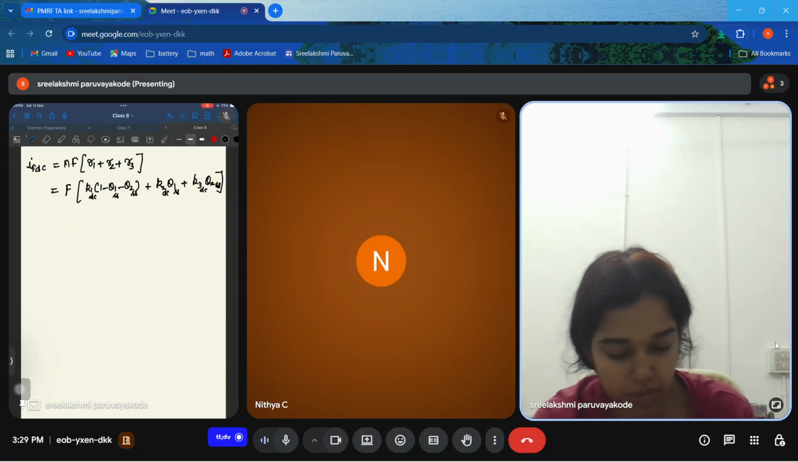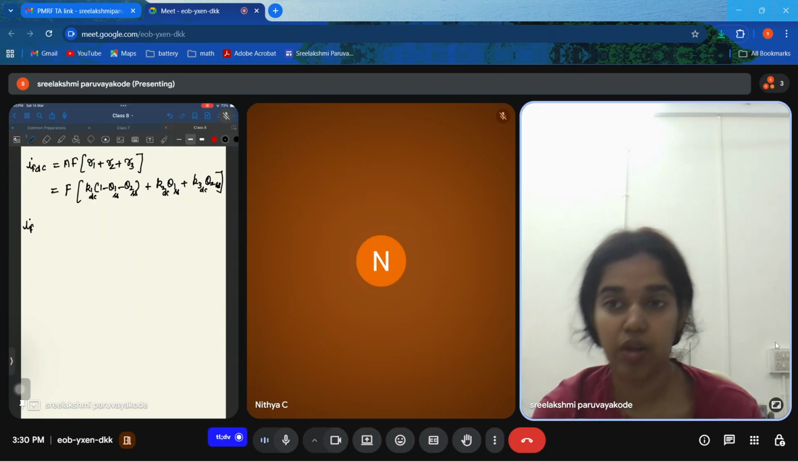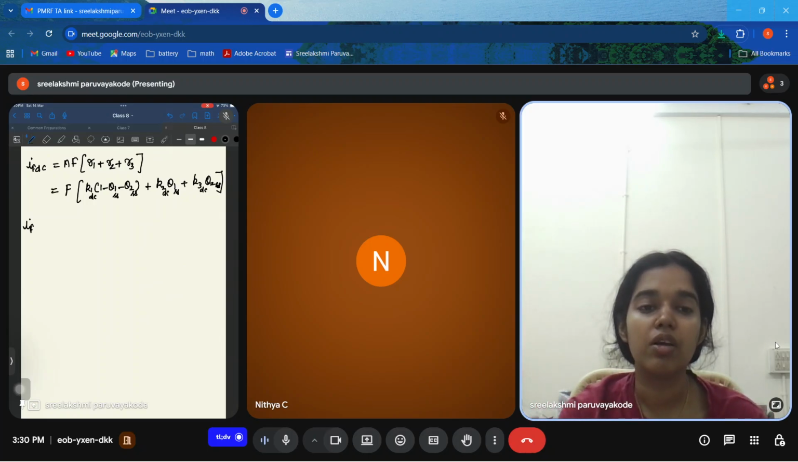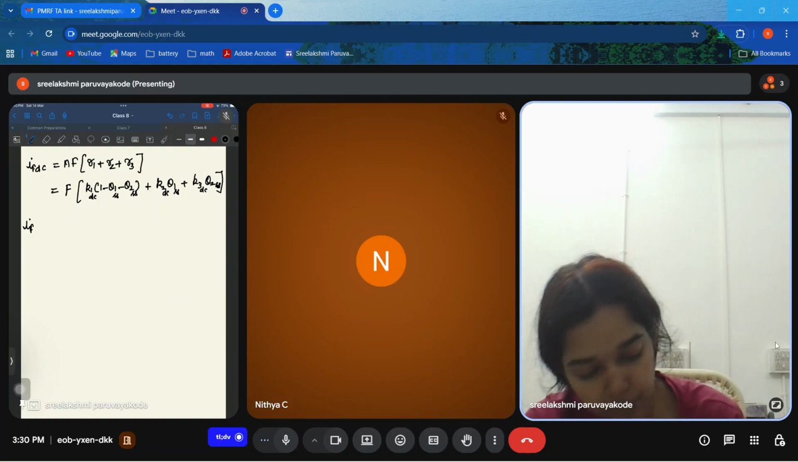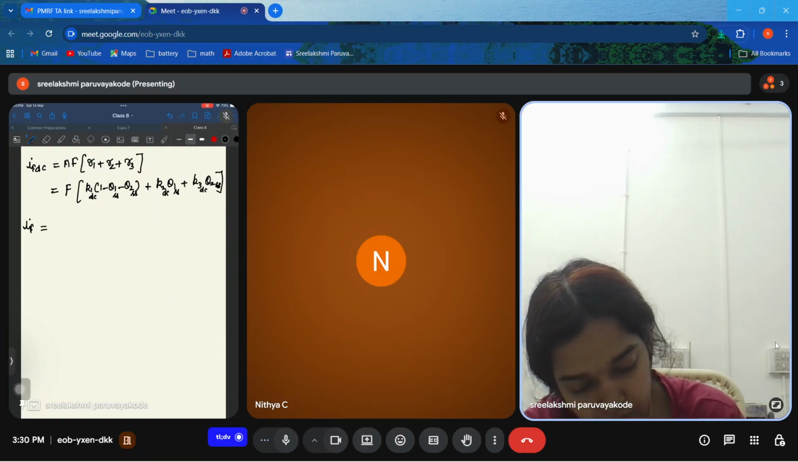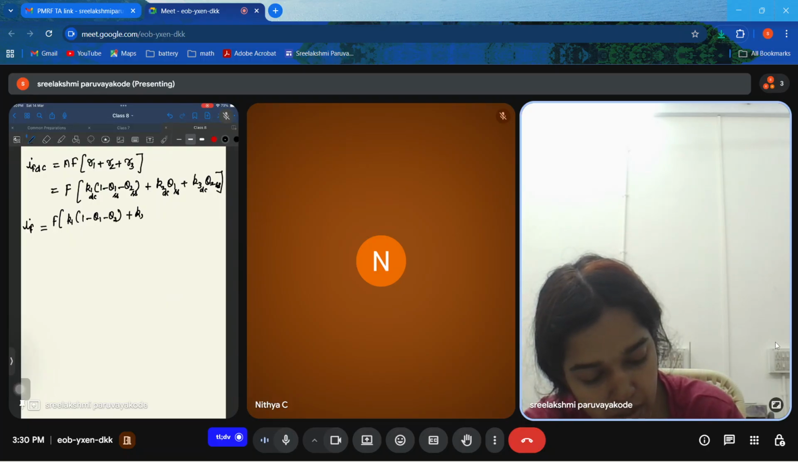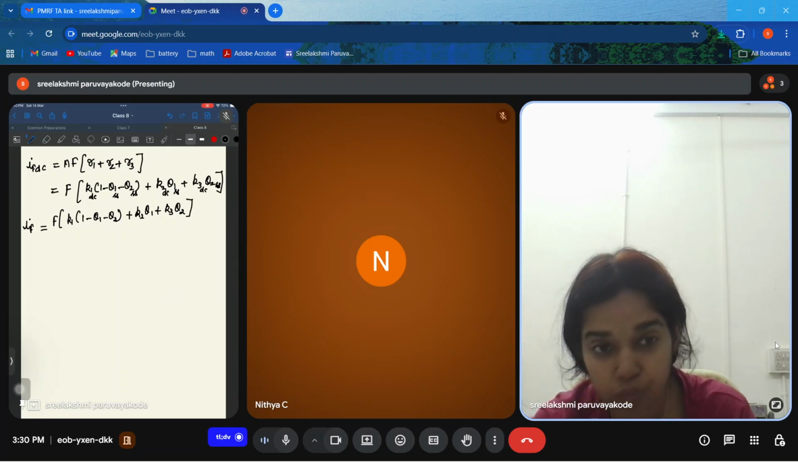Now let us write IF. When you get IF and you subtract IF DC from that, you will get IF AC. So this is F into K1 (1 minus theta 1 minus theta 2) plus K2 theta 1 plus K3 theta 2. Now what we have to do? We have to substitute K1, theta 1, theta 2, everything.